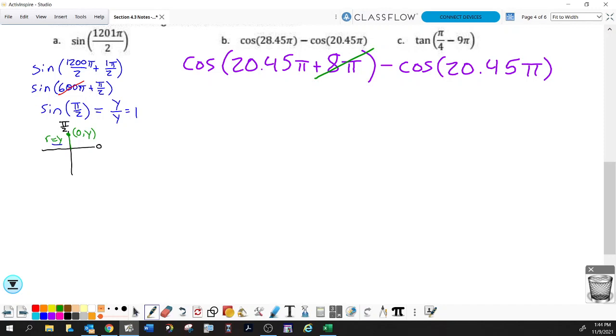Yes? 28 pi? Because then you would have 0.45 pi, and I don't know what cosine of 0.45 pi is. That's why.